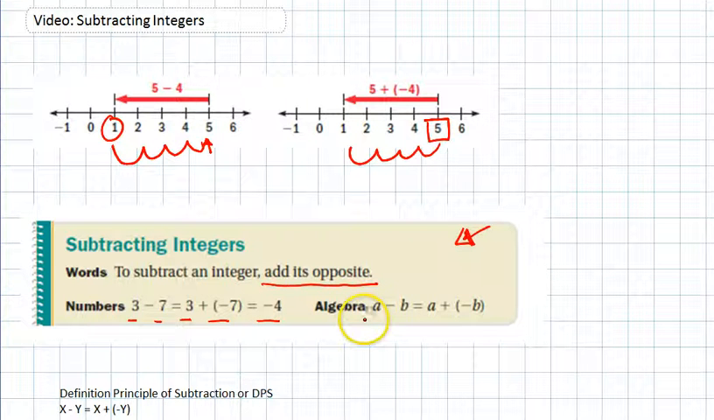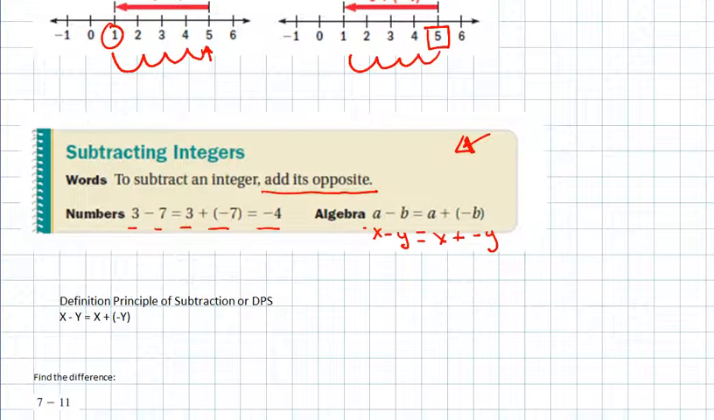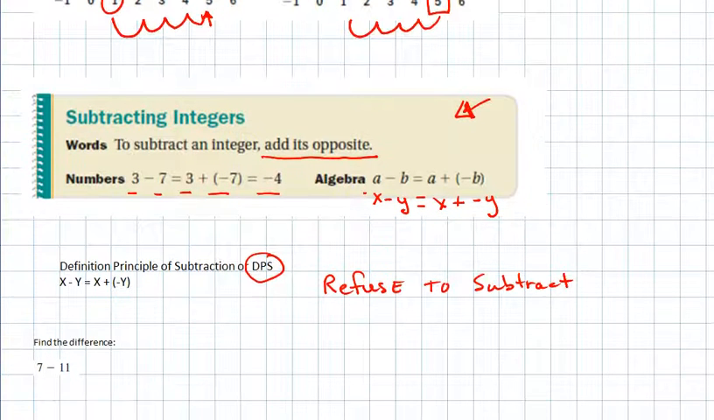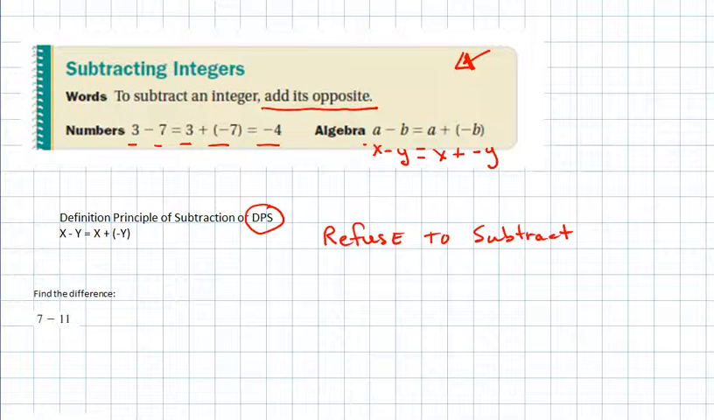Algebraically, that's saying x minus y equals x plus the opposite of y. We call this the definition principle of subtraction, or for short, DPS. So when you're asked to DPS, you're asked to turn a subtraction problem into addition. We call this refuse to subtract. So when subtracting integers, turn it into an addition problem. Let's do a couple of examples.